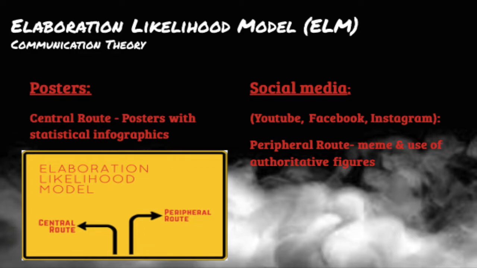For social media, being YouTube and Instagram, this embodies using the peripheral route by the use of memes and authoritative figures. With the peripheral route, we are using a sense of humor to appeal to the viewer. This route requires much less cognition and not too much thinking. The use of humor with our memes provides individuals who are not willing to engage with our message directly a way to still somewhat understand and be persuaded by something other than the message's content.